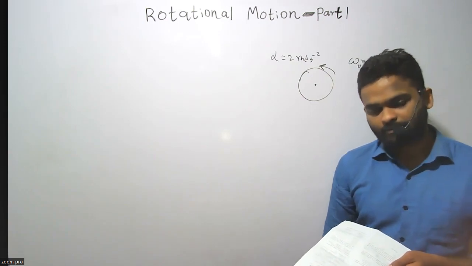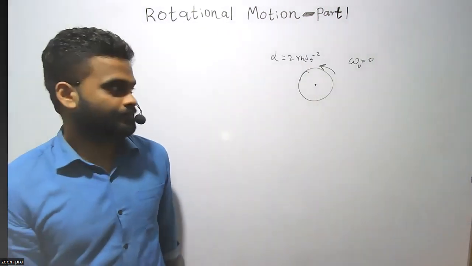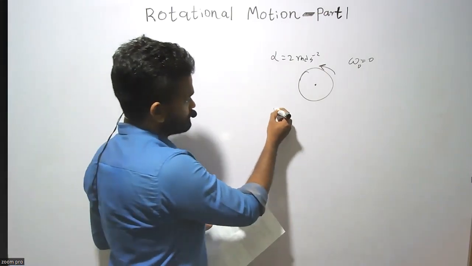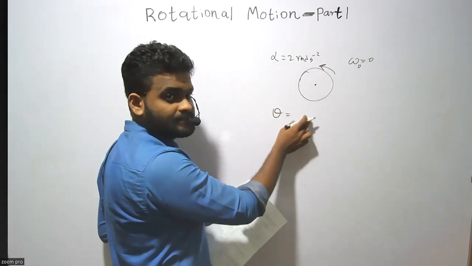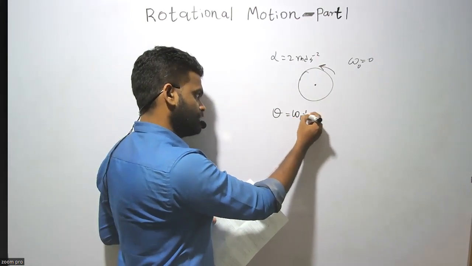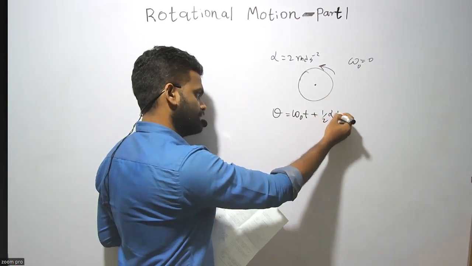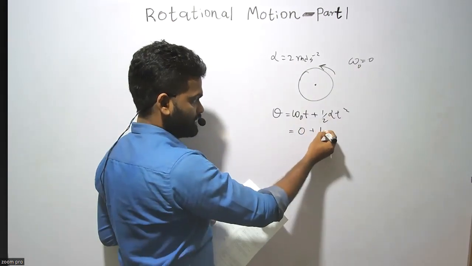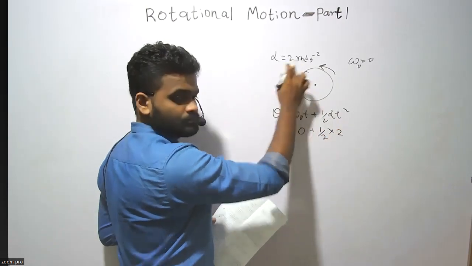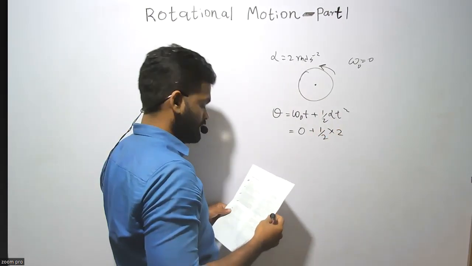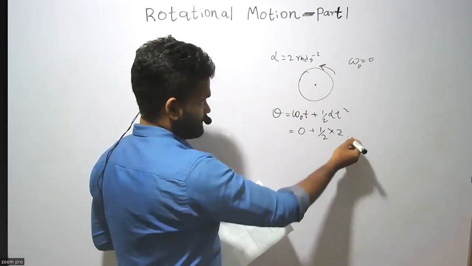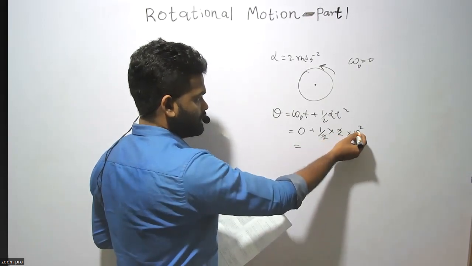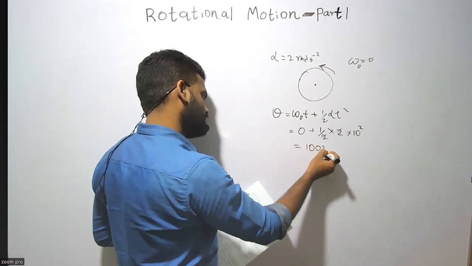Right. Just apply the equation first. So initial velocity is given as 0. So S equals ut plus half at squared, right? So omega naught t plus half alpha t squared. So this one is 0 plus half, alpha is 2 radians per square second. Time they have given is 10 seconds. 10 squared. 2 cancels off. 10 squared means 100 radians.